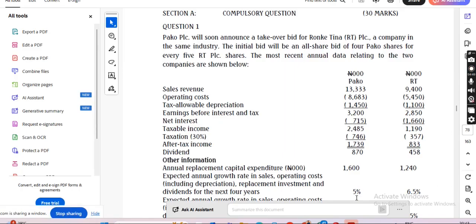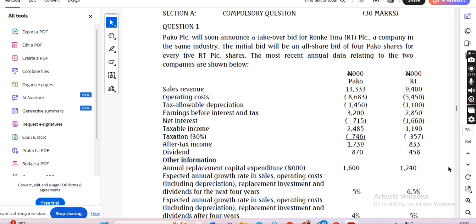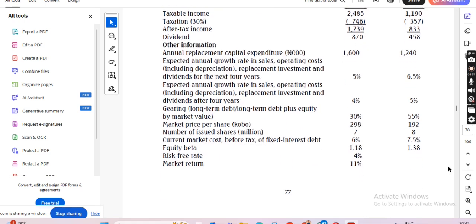Now, share for share. The most recent annual data is given. We have dividends and other information, annual replacement. Don't forget, when you want to calculate your free cash flow to the firm, it is your profit after tax, add back non-cash items, then we have the increase in working capital, if any, and the replacement. Then the increase in non-current assets. Then we can have our free cash flow to the firm. And we use the weighted average cost of capital to discount because it is free cash flow to the firm.